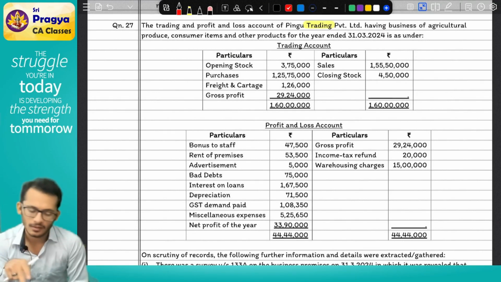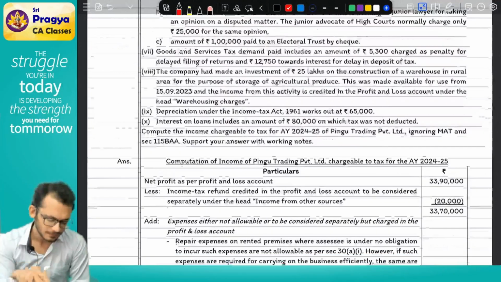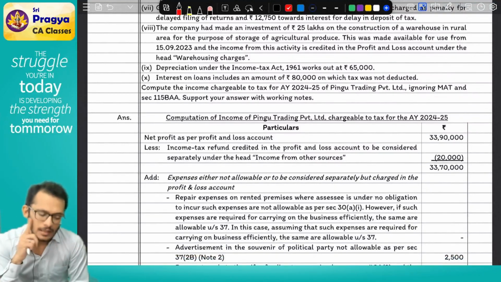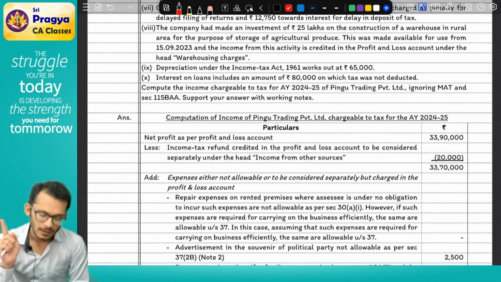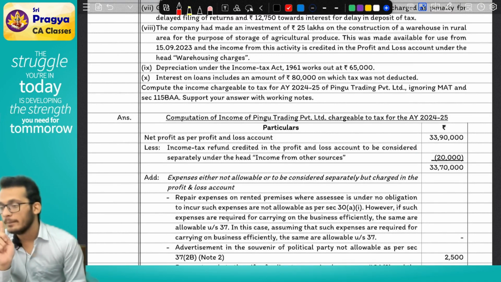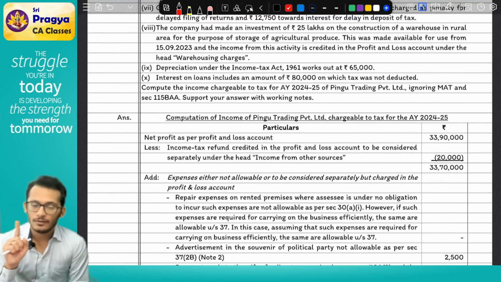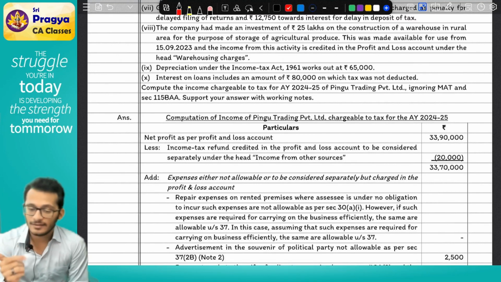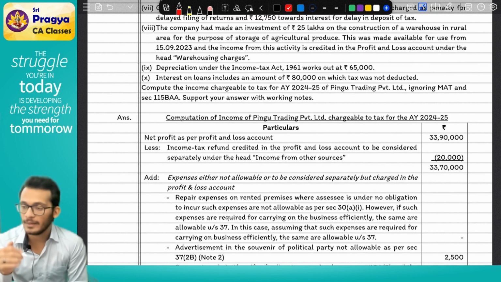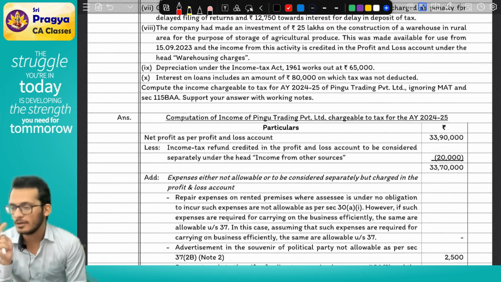Come to the last line. The question says you are required to compute the income chargeable under the head, assessment year 24-25, for Pingu Private Limited, ignoring MAT and section 115BAA. Always look at the last line. Find the requirement of the question before you jump. Because please understand, had this question not said ignoring MAT or 115BAA, you would have never done the normal rules. You would have had to do 115BAA. You will never be able to find that out unless you know the requirement first.